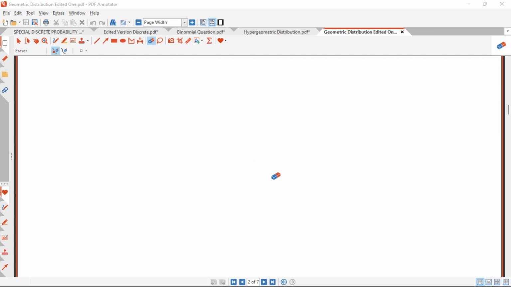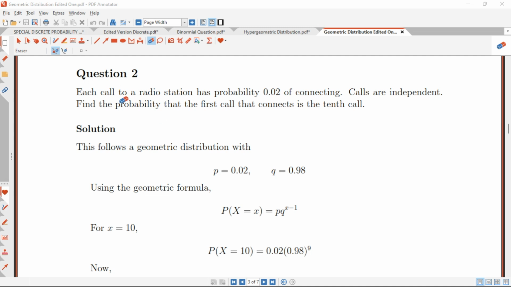Okay, yes. And then our second question says each call to a radio station has a probability of 0.02 of connecting. Calls are independent. Find the probability that the first call that connects is the 10th call. Okay, so this is illustrating a geometric distribution, right? The 10th call until the first call being connected. So our p was given in the question as 0.02, and our q would be 0.98. That's 1 minus p, which will give us 0.98.